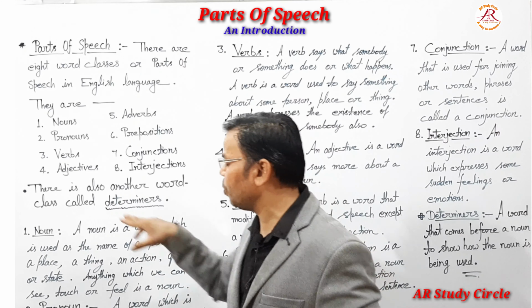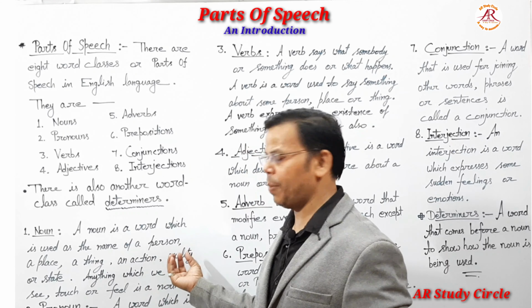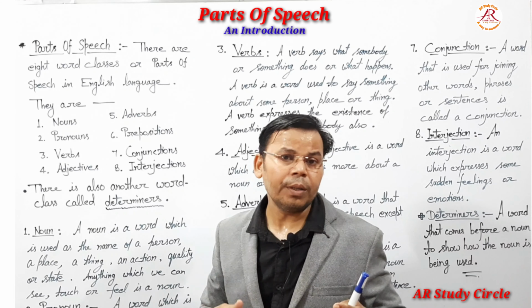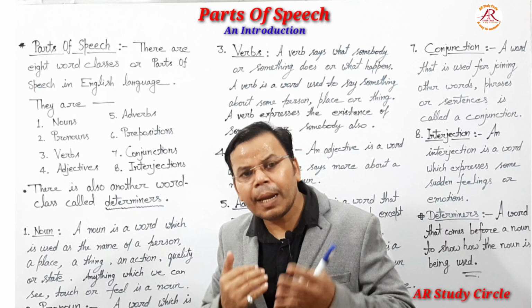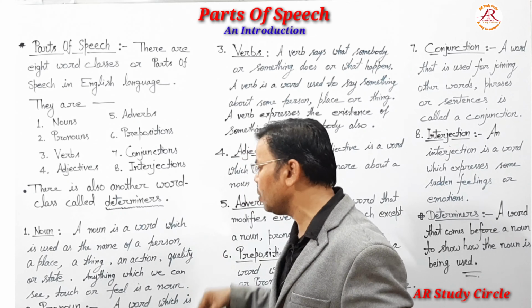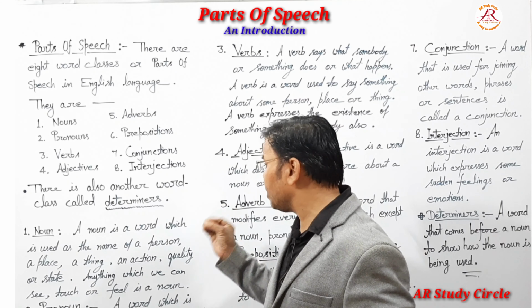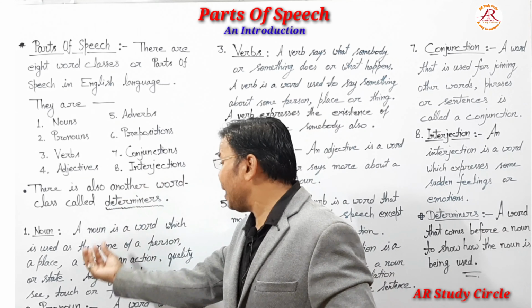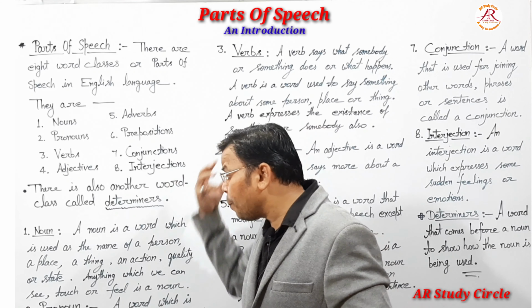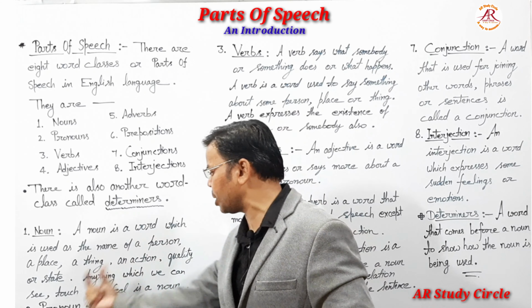What is a noun? A noun is a word which is used as the name of a person, a place, a thing, an action, quality or state.